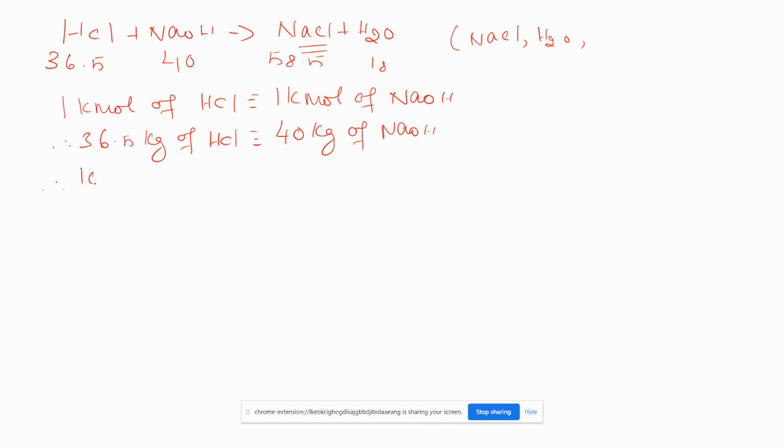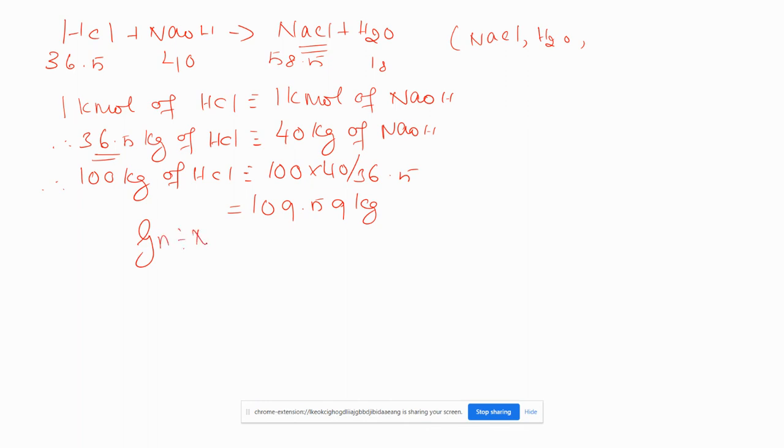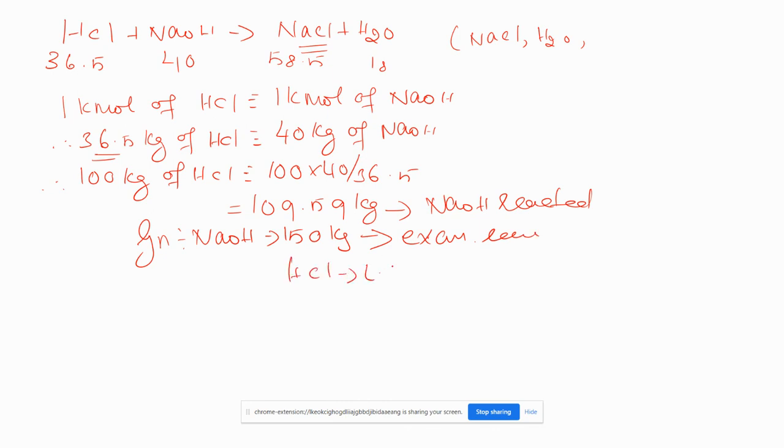This is as per the relation. Therefore, for 100 kgs of HCl, you will have 100 into 40 divided by 36.5, that is 109.59 kgs. The given quantity of NaOH is 150 kgs, but the amount of NaOH reacted is 109.59 kgs. So NaOH is the excess reactant and HCl will be the limiting reactant.